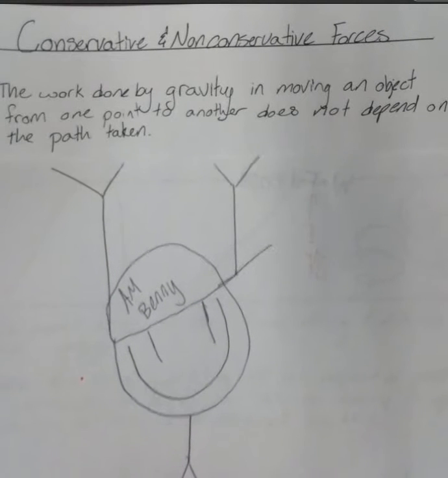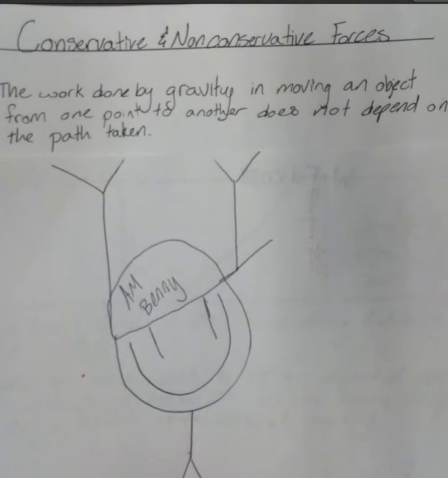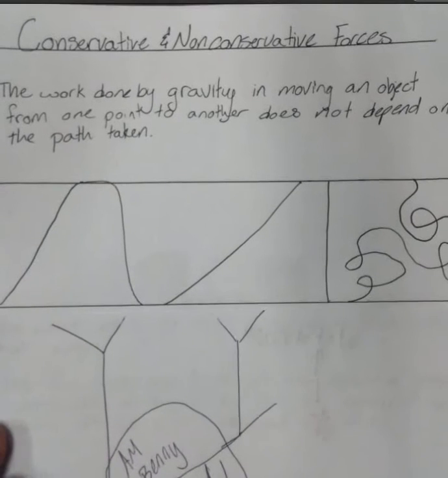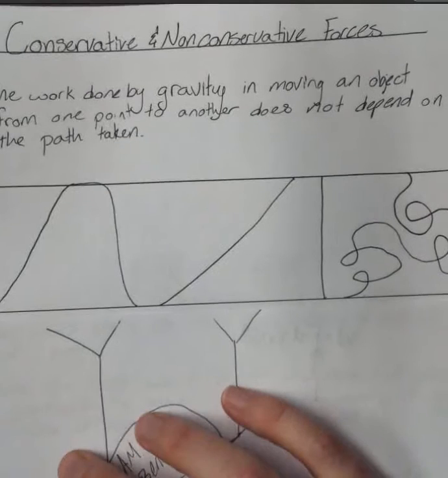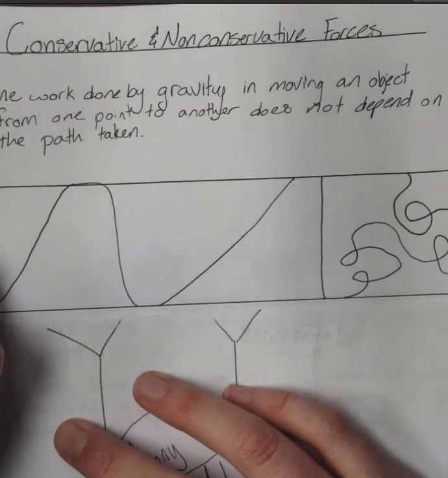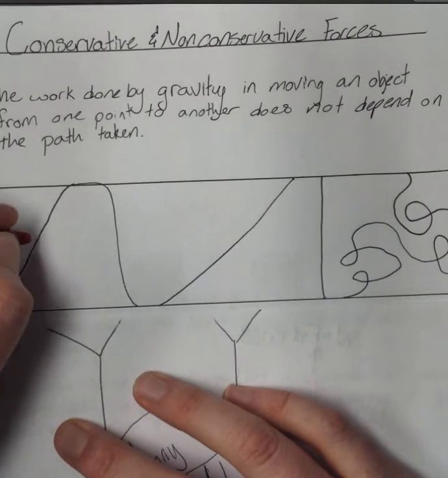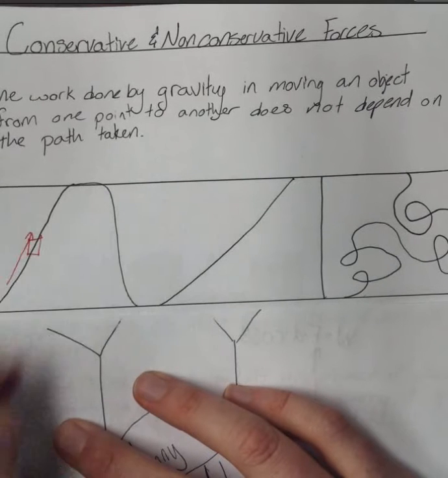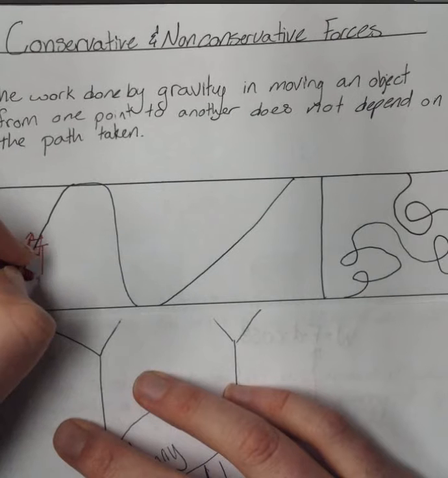Okay, so let's start with gravity. The work done by gravity in moving an object from one point to another doesn't depend on the path that's taken. So here's a bunch of different paths that an object could take, right? If the object is right here traveling up this path, it would have a height h.